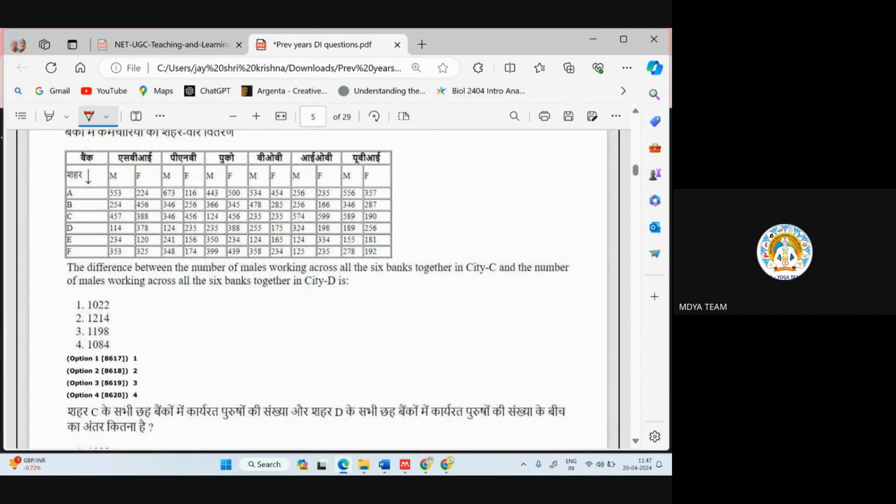Okay, next. The difference between the number of males working across all the six banks together in city C and the number of males working across all the six banks together in city D. This question you can do.